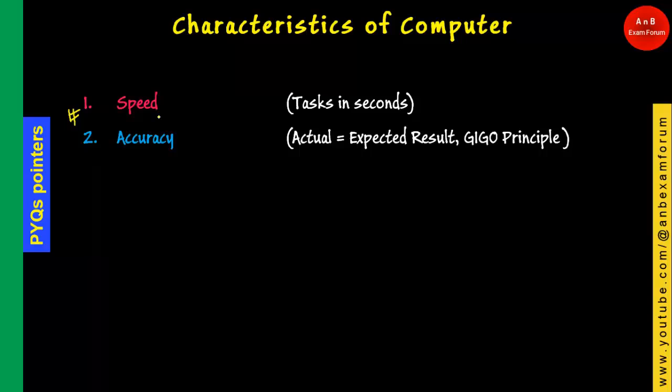The next characteristic is accuracy. As you know, humans can be inaccurate, but the computer cannot beat the human. What I mean to say is that accuracy is one thing, but it acts on the principle GIGO, that is garbage in, garbage out. Because it has no intelligence in it right now, whatever input you give, it is going to take that input, process it, and give the output. That is known as the GIGO principle. If you give garbage input, it will give garbage output.